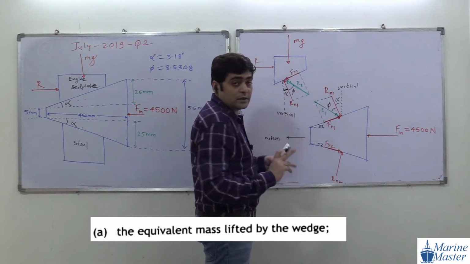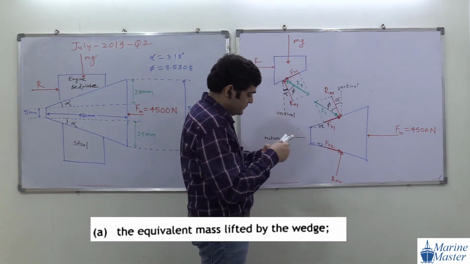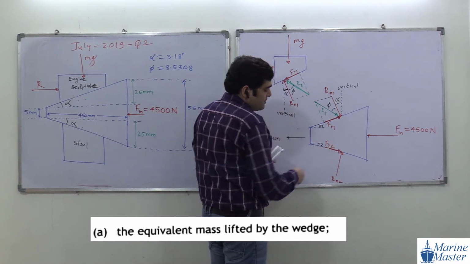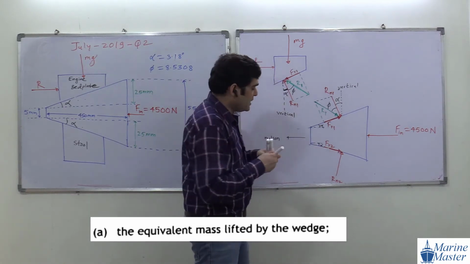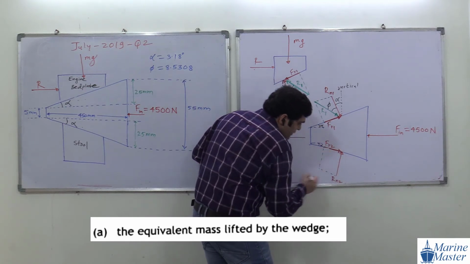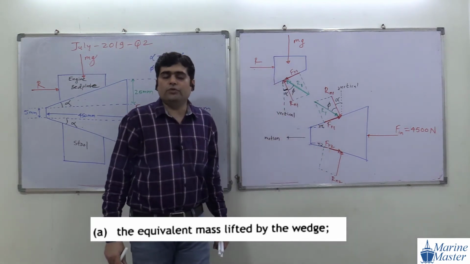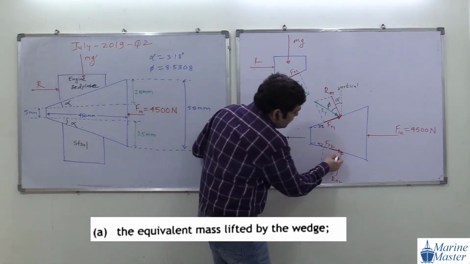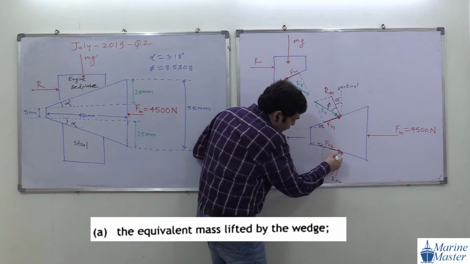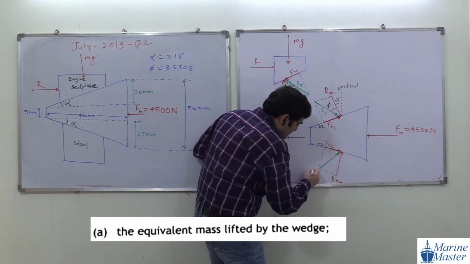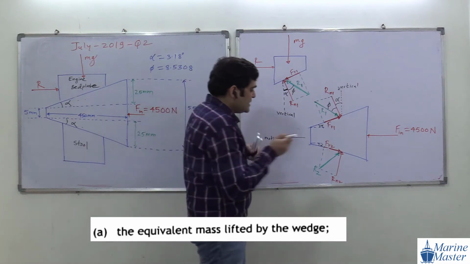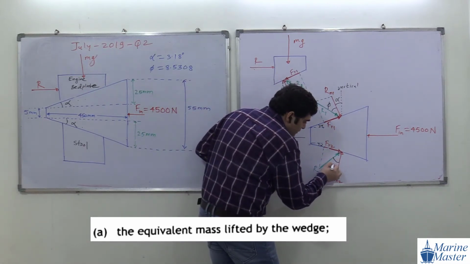Any doubt in this drawing? Now the next point: here we are going to replace these two forces by their resultant reaction. For getting the resultant reaction, we are going to form a rectangle, and this will be R. This R we will say as R2.